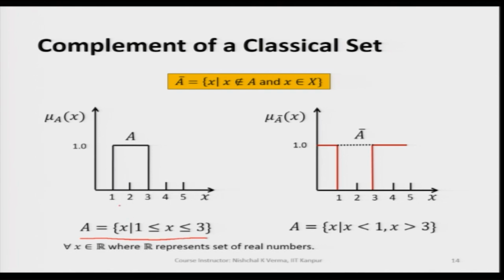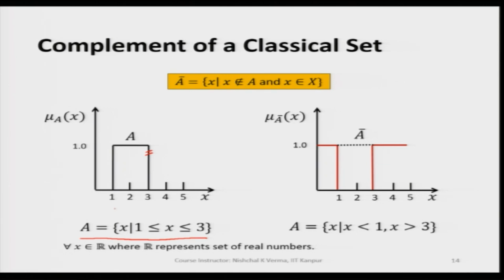right from 1 to 3. As it was just defined, if we are interested in finding the complement of a classical set A, we represent this by A bar, and this A bar will be the collection of all the points that are in the universe of discourse, excluding the elements that are there in set A. So, if we look at this set which is a classical set.